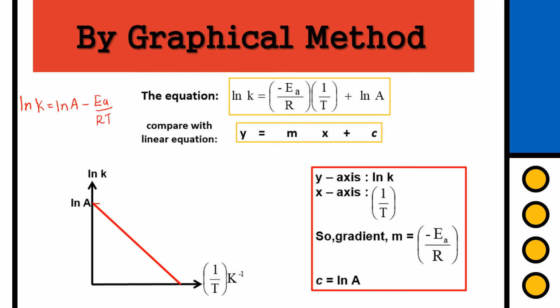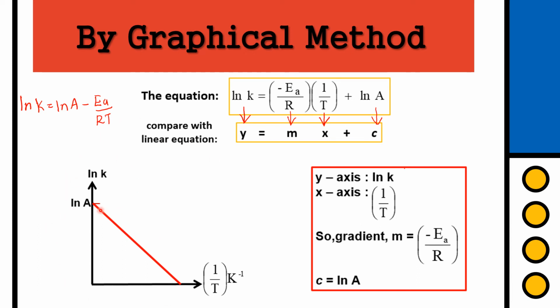To put it into a graph, we must have our y-axis and our x-axis. That's why we rearrange the equation so that our y-axis will be ln K, and our x-axis will be the information on 1 over temperature. The intercept is ln A and the gradient will be negative EA over R. So when you plot the graph, this will be the graph that you will get.